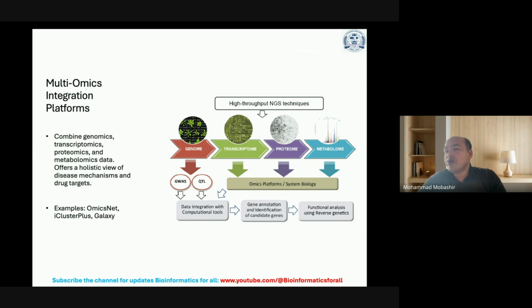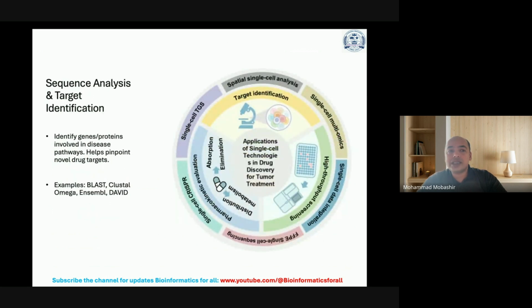And then output, of course, it depends on you what the format of the output file should be, and mostly the .txt file is the best option. So data integration with computational tools, gene annotation, identification of candidate genes, functional analysis after identification of candidate genes. Now, sequence analysis and target identification are also examples where you can identify genes and proteins involved in disease pathways. So it could help in multiple perspectives.